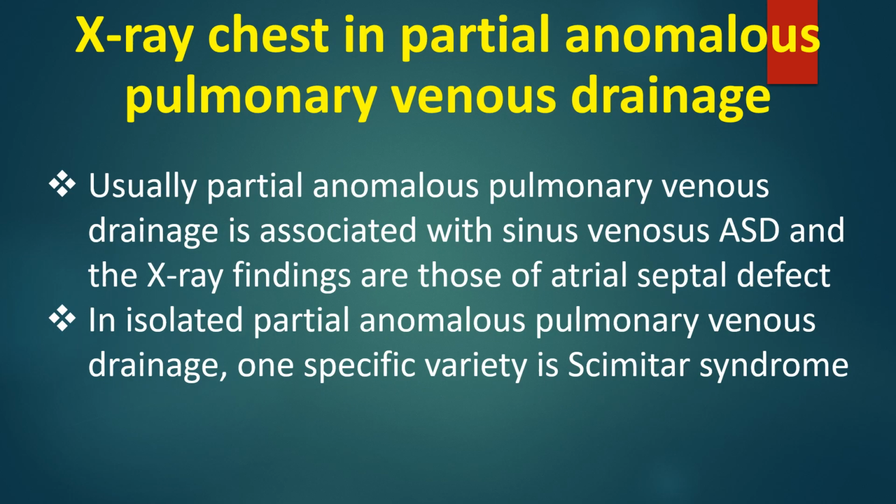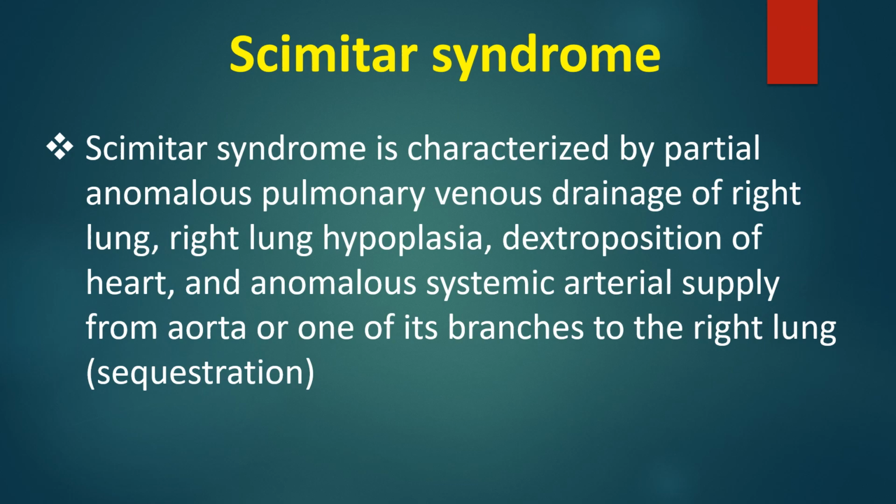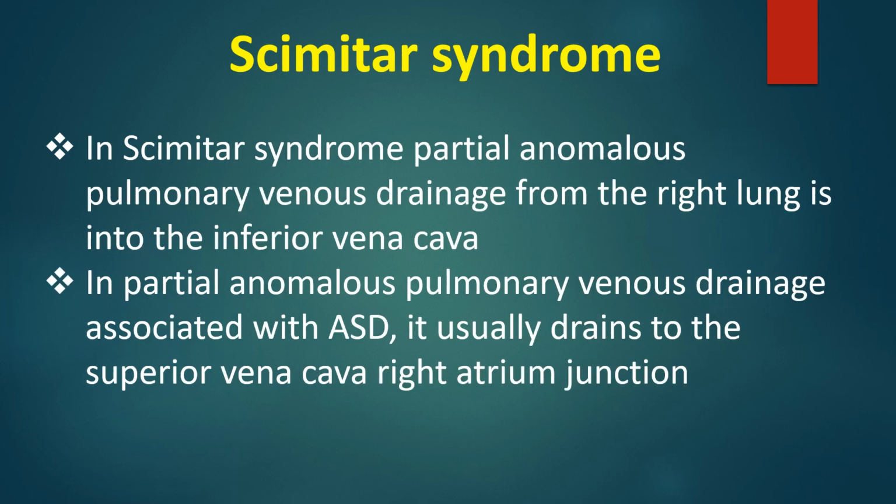Usually, partial anomalous pulmonary venous drainage is associated with sinus venosus ASD, and the X-ray findings are those of ASD. In isolated partial anomalous pulmonary venous drainage, one specific variety is scimitar syndrome. Scimitar syndrome is characterized by partial anomalous pulmonary venous drainage of the right lung, hypoplasia, dextroposition of the heart, and anomalous systemic arterial supply from aorta or one of its branches to the right lung, sequestration. In scimitar syndrome, partial anomalous pulmonary venous drainage from the right lung is into the inferior vena cava.